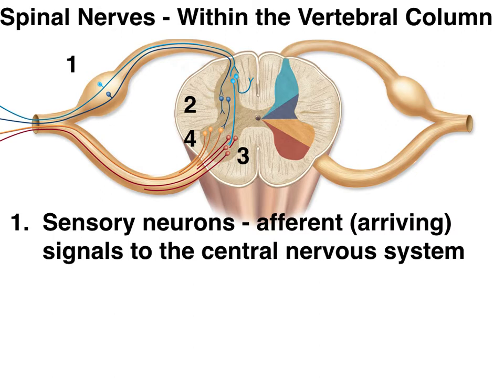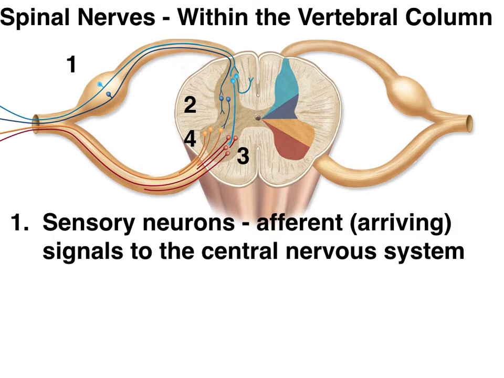That is why we would say that there are afferent signals traveling through the dorsal root ganglia and the dorsal root and the posterior rootlets. These are signals that are arriving to the central nervous system.